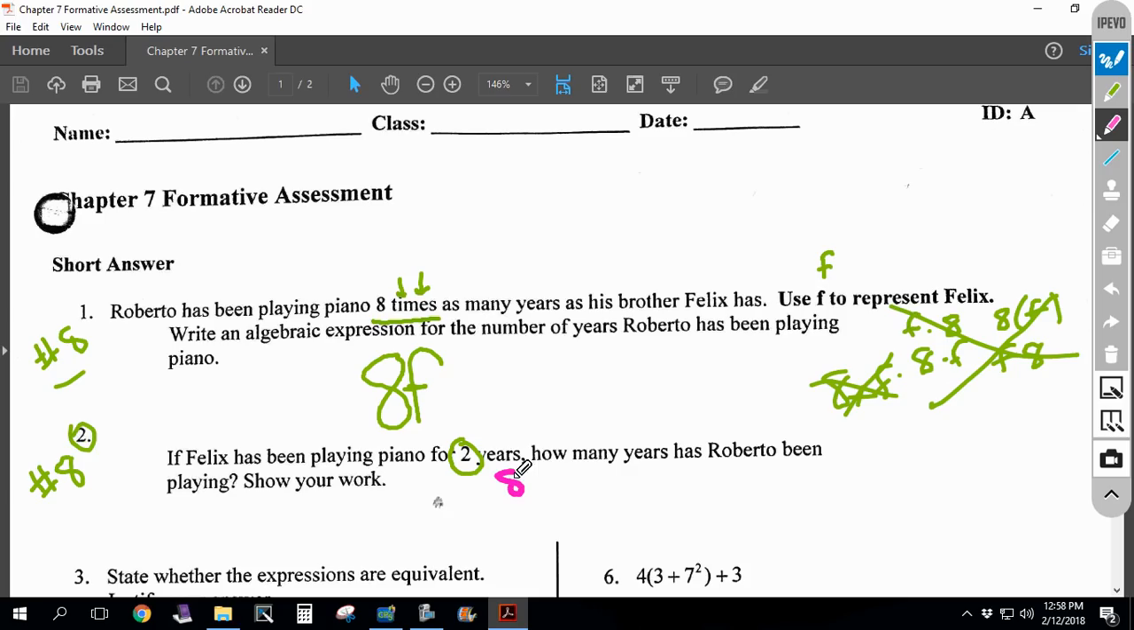So if we were rewriting it, we would write it as 8F, and then we would put 8 times 2 because we're substituting the 2 in there for Felix because we're talking about Felix, and we would find that Roberto must have been playing for 16 years. No, you didn't have to have the label. If you just simply wrote 16, that is fine. If you didn't have work, that's okay too. I'm okay on this one if you just put 16.